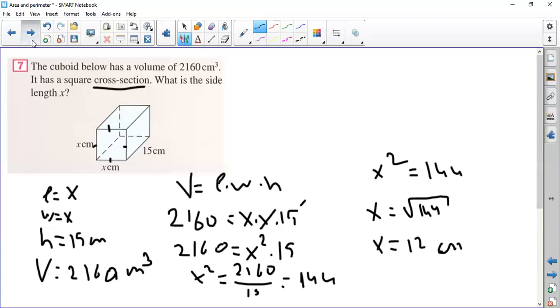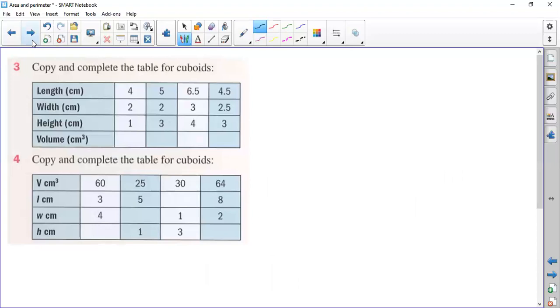Okay, now this is the lesson for today. You'll have as homework exercises 3 and 4 in your book. What you have to do in these exercises is to complete the places in these two tables. It is given a cuboid, it means the length, width, and height of a cuboid, and you have to find the volume by using the formula of volume.